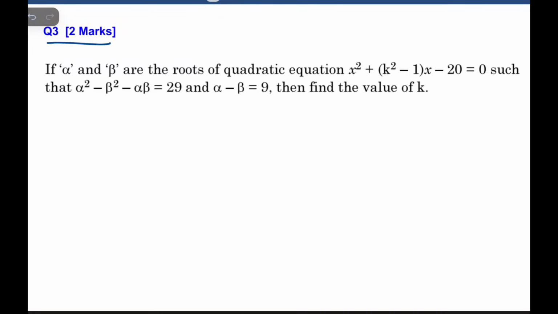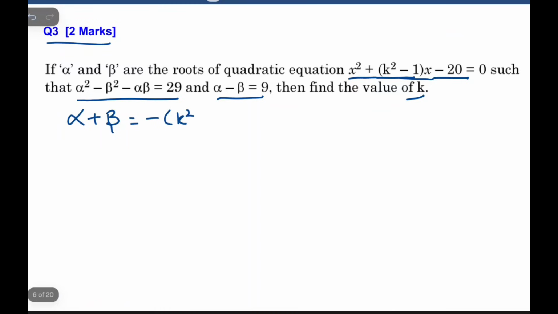Question number 3. If alpha and beta are the roots of this quadratic equation such that alpha square minus beta square minus alpha beta is given to be 29 and alpha minus beta is 9, we have to find the value of k. Now as alpha and beta are the roots of the quadratic equation, we find the sum of roots. Alpha plus beta is equal to minus of coefficient of x upon coefficient of x square, that is 1. That will be equal to minus k square plus 1. And product of roots alpha beta will be equal to minus 20 upon coefficient of x square. So that will be minus 20.